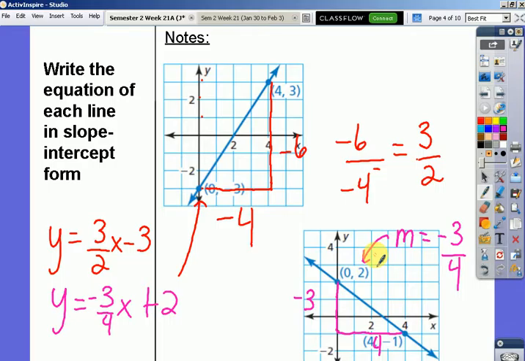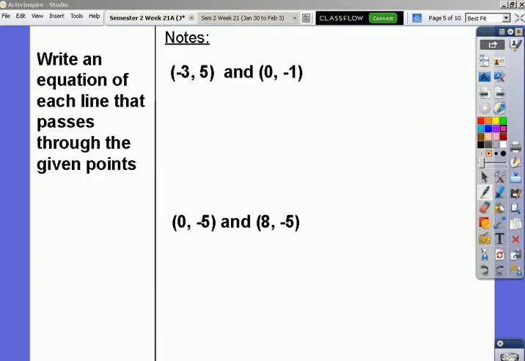Let's do one more slide, then we'll take a break. Okay, so for this slide it says write an equation of each line that passes through the given point. We still have our y-intercept given to us, which is nice and easy.